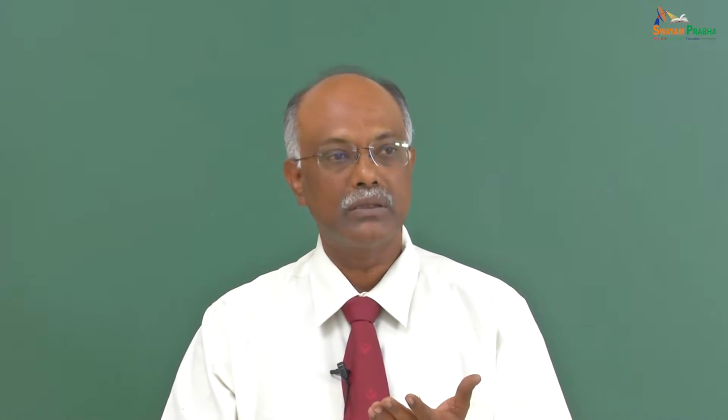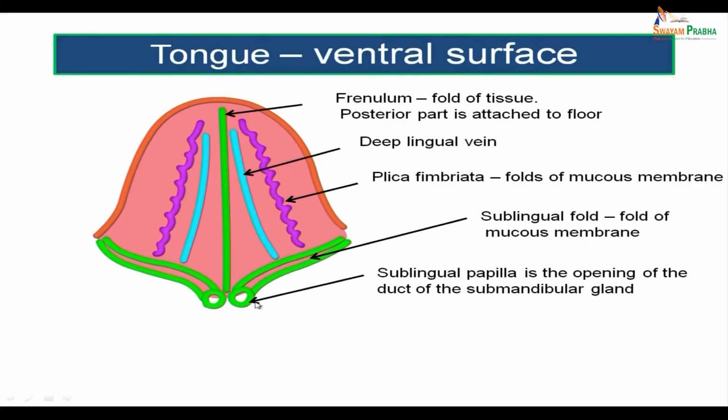The sublingual glands open on the floor of the mouth on either side by multiple small openings. So you remember the parotid gland has a definite duct, which is the parotid duct. Where does it open? It opens into the vestibule of the mouth opposite the upper second molar. You have the submandibular gland which opens into the sublingual papilla on the ventral surface on the floor of the mouth. And finally you have the sublingual glands, multiple glands which open on the floor of the mouth. So this is the ventral surface of the tongue.